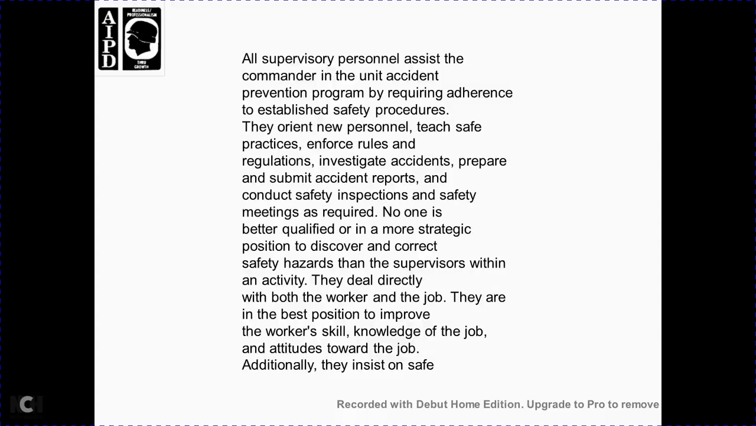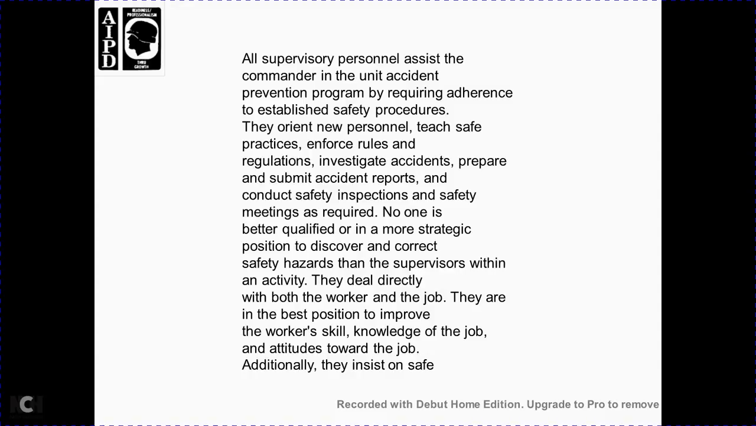All supervisory personnel assist the commander with the unit accident prevention program by ensuring adherence to established safety procedures. They orient new personnel, teach safe practices, enforce rules and regulations, investigate accidents, prepare and submit accident reports, conduct safety inspections, and hold safety meetings as required.